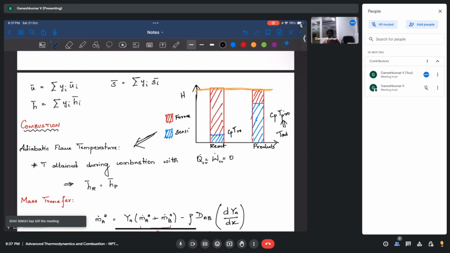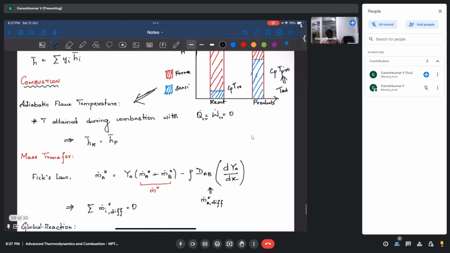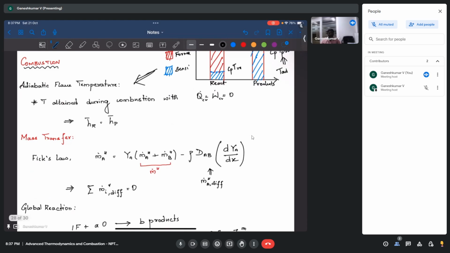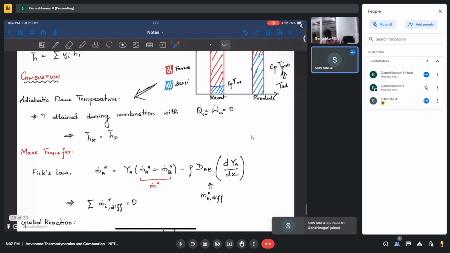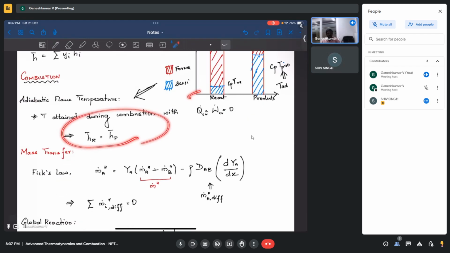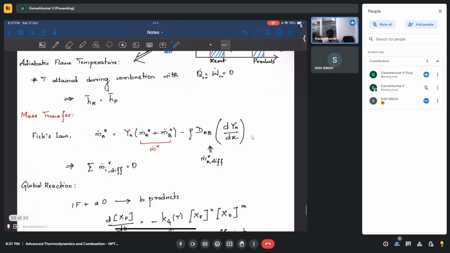The reason is that in a constant pressure process you spend some energy to move the boundary, which means some work has been used. Basically, we compare the enthalpy of reactants and the enthalpy of products to get the adiabatic flame temperature. And heat of combustion and heat of reactions, we discussed already.